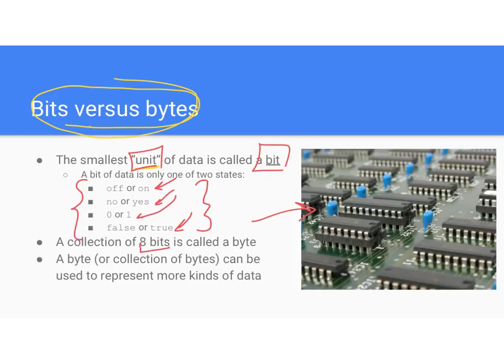What we can do, though, is we can collect together a bunch of bits, say 8 bits, and call it a byte. And then a byte, or even a collection of bytes, can be used to represent more kinds of data, whether it's letters or colors or sounds. We'll see some examples over the next few slides.